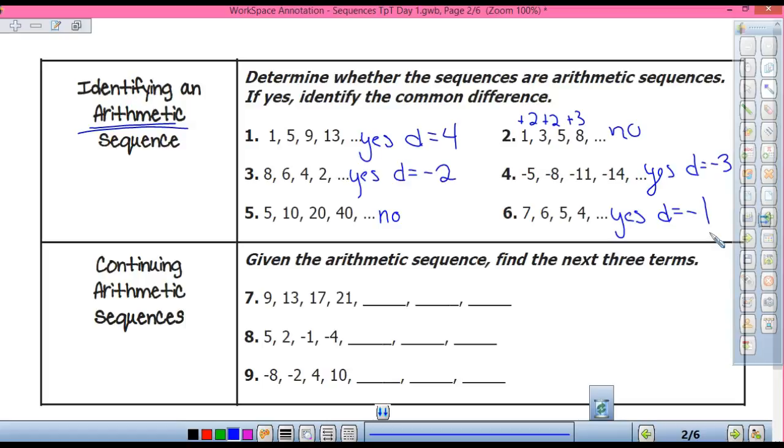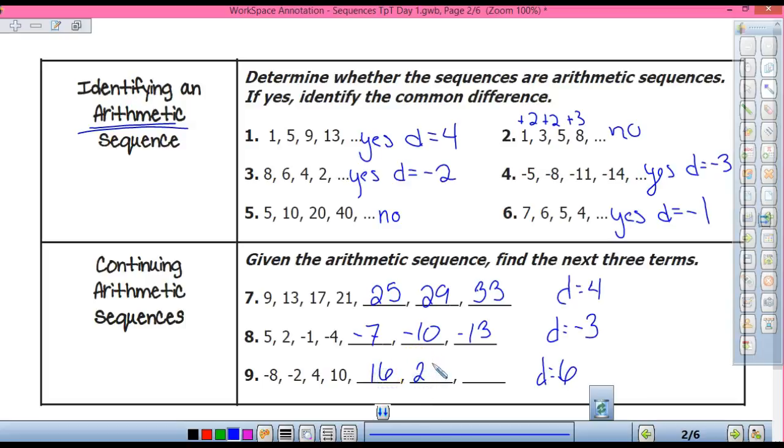Okay, so in 7, first let's identify what our common difference is. What are they doing every time? They're adding 4. So let's add 4. 25, 29, and 33. Okay, what are they doing every time in number 8? Going down 3, so my common difference is negative 3. So after negative 4, I have negative 7, negative 10, negative 13. Yeah, 22, I'll give you that. And then 28. I had to think about that for a minute. So far, so good, right?